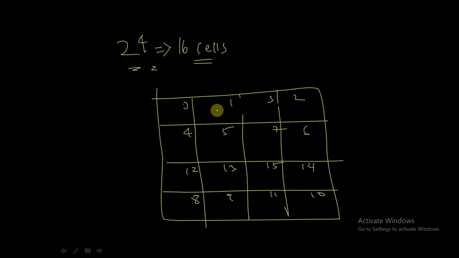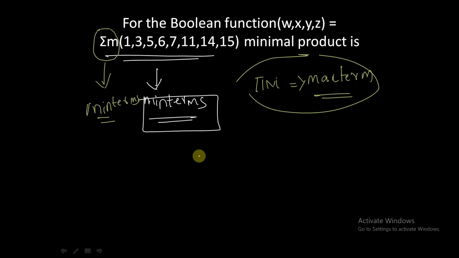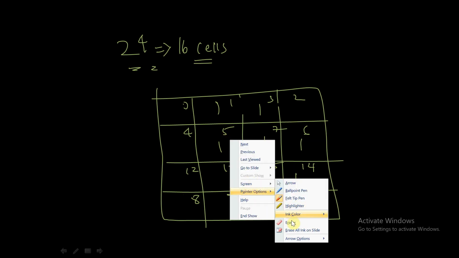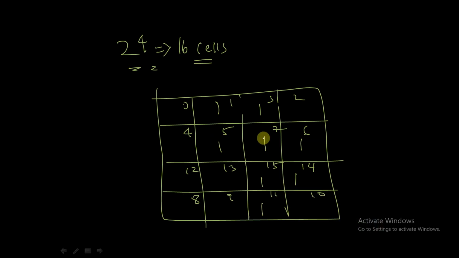Now I can fill all the cells with ones: 1, 3, 5, 6, 7, 11, 14, 15. Let me change the pen color. Now let me check: 1, 3, 5, 6, 7, 11, 14, 15.